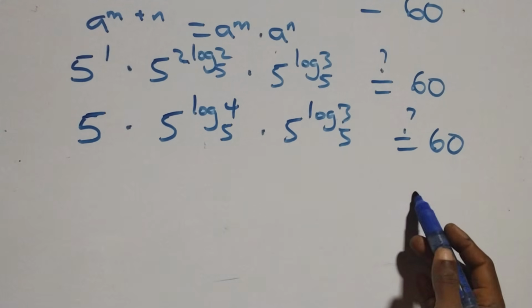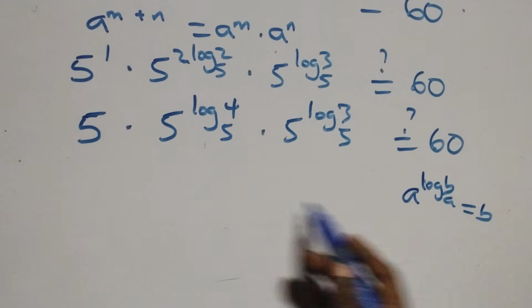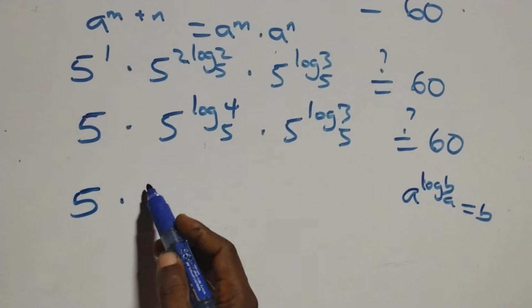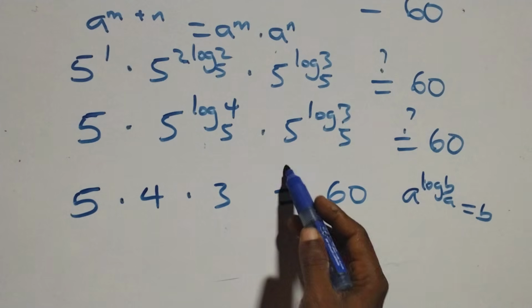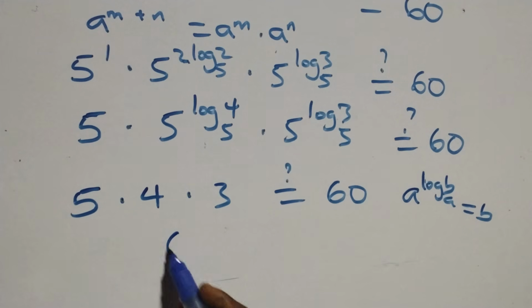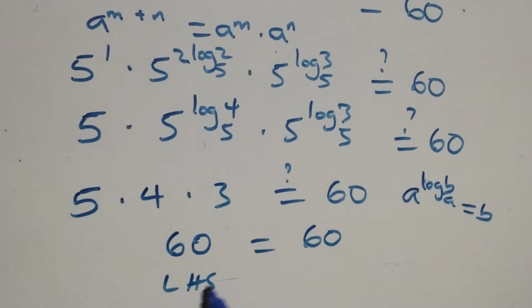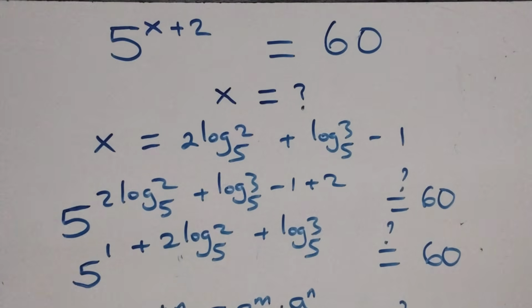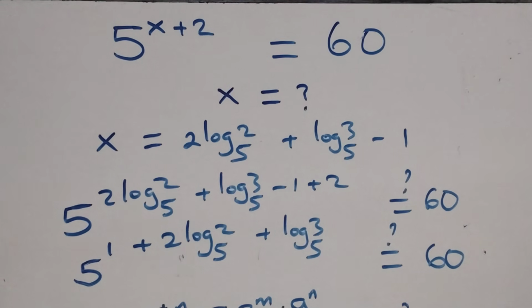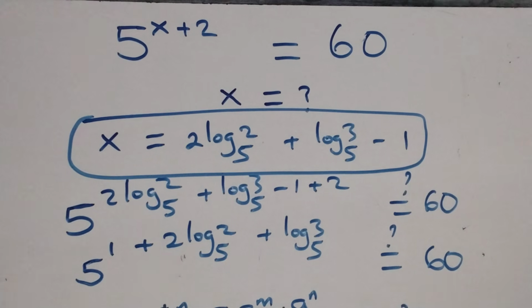This we apply the law of logarithm when we have a raised to power log b to base a. This is the same thing as b here. This we have 5 times 4 times 3. Is it equal to 60 on this side? 5 times 4, 20. 20 times 3, that's 60. Which equals 60 from here. Left hand side equals the right hand side, and therefore we conclude that x equals 2 log 2 base 5 plus log 3 base 5 minus 1 satisfies this given problem.